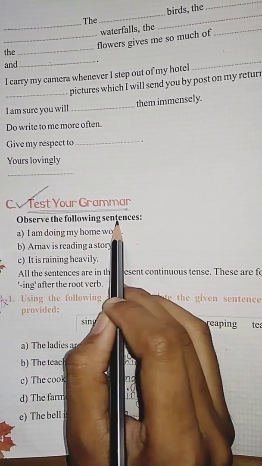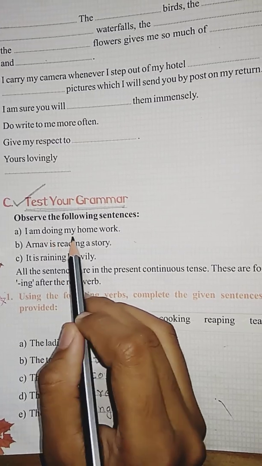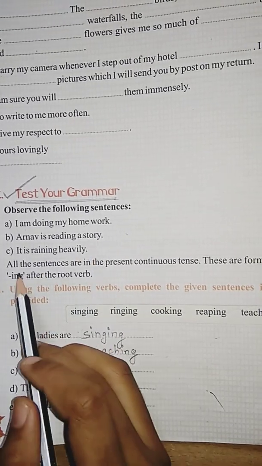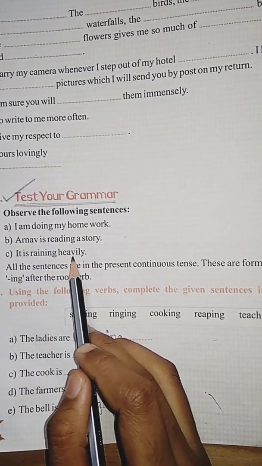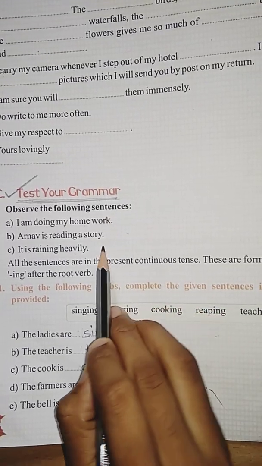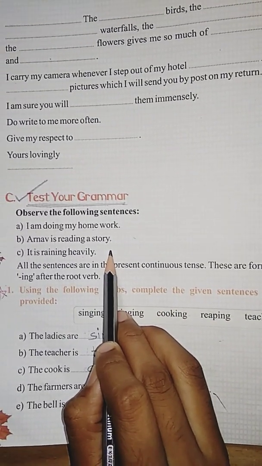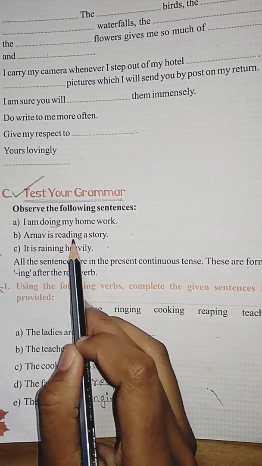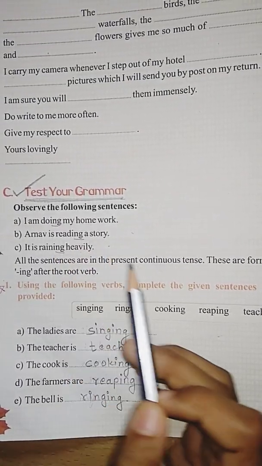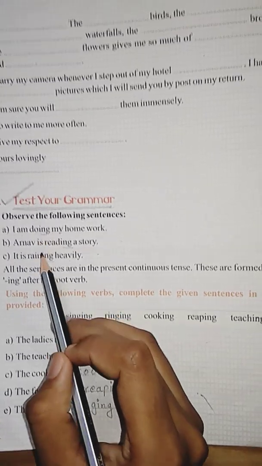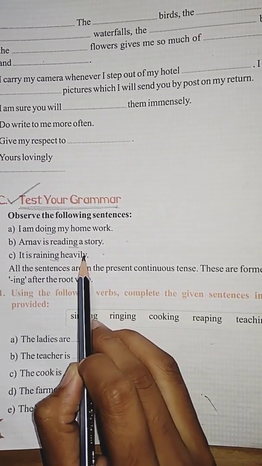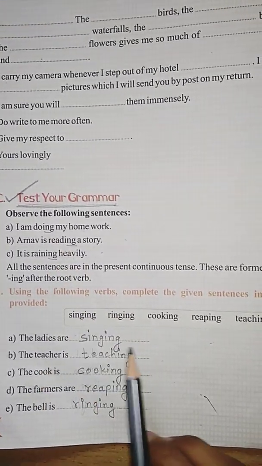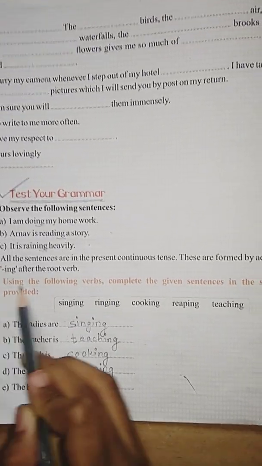Now observe the following sentences. I am doing my homework. Arnav is reading a story. It is raining heavily. So all the sentences are in the present continuous tense. You can see it. These are formed by adding ing form of verb after the root verb. So all these sentences are formed with the help of present continuous tense, the ing form of verb. Now see the first exercise.